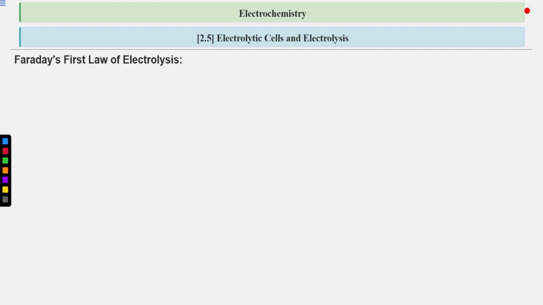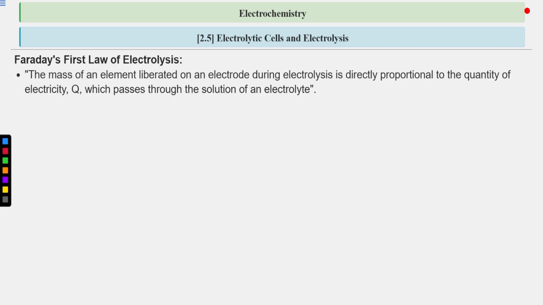Now, Faraday gives his first law of electrolysis. This first law of electrolysis was given by Faraday, as the name says. Now, it says that the mass of an element liberated on an electrode during the electrolysis process is directly proportional to the quantity of the electricity Q which passes through the solution of an electrolyte.